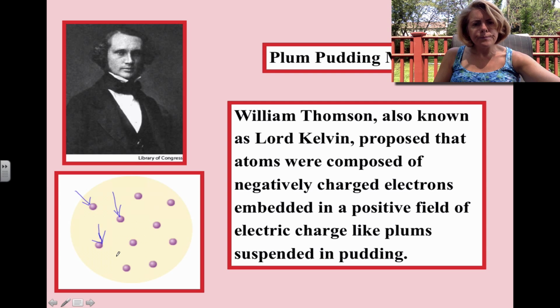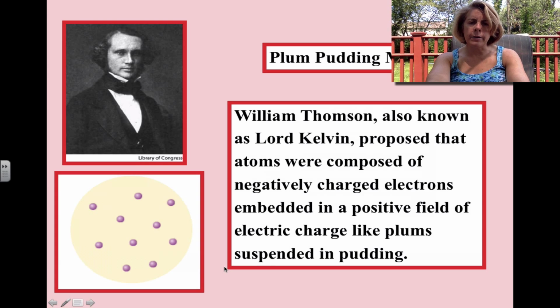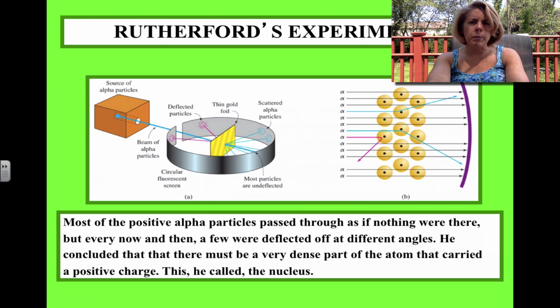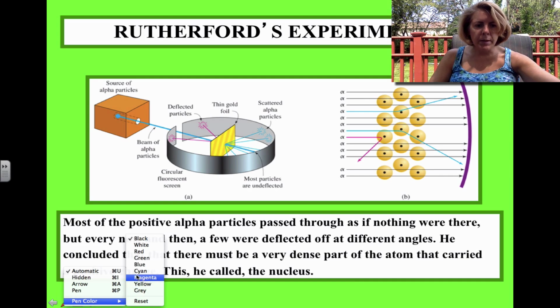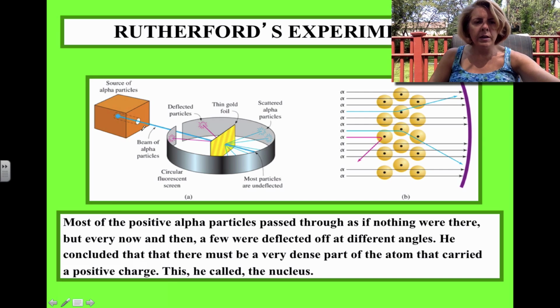So the question is, is this a good model? The plum pudding model was put out there, but there were problems with it. It didn't accurately explain what was going on. So what happened is a man by the name of Rutherford made this really ingenious experiment, and this is something that you'll get to know very well.